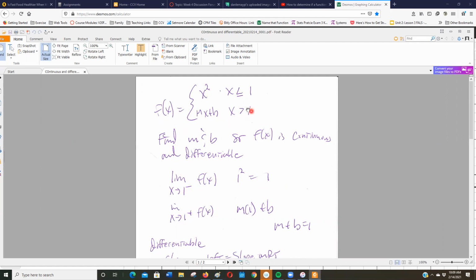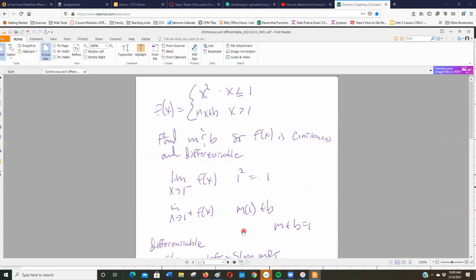So again, remember, I'm not equaling, I'm taking a limit. So it's all right, even though this function is not defined for 1, I'm going to find out what happens at 1. So as I approach 1, I'm going to substitute in 1. m times 1 is m. So in order for the limit on the left to be equal to the limit on the right, I have this equation. I've got to solve m plus b equals 1.